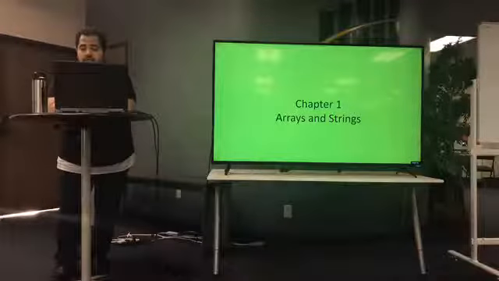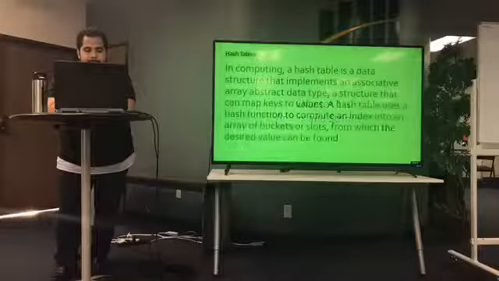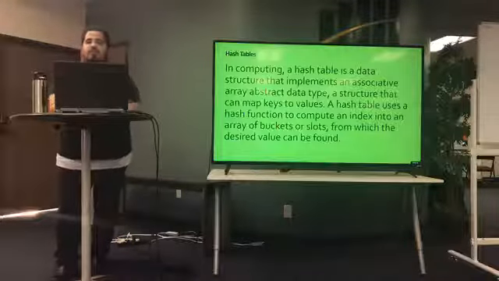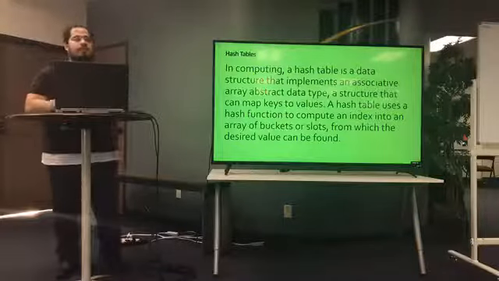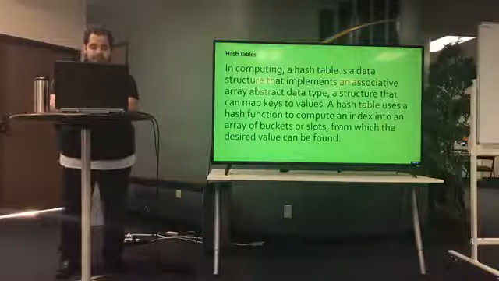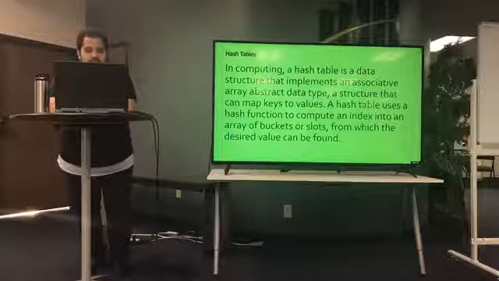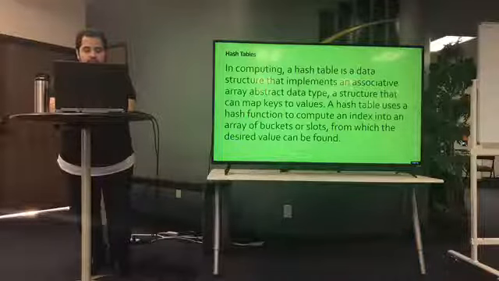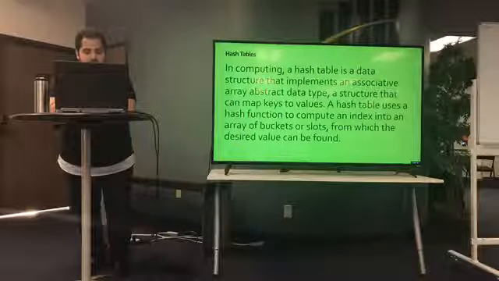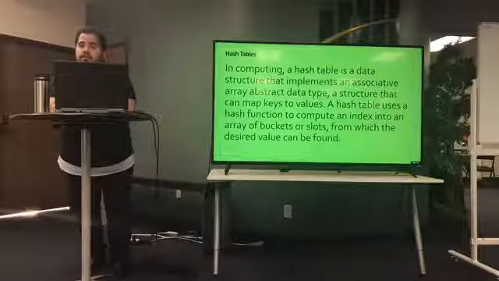Okay. So chapter 1 deals with arrays and strings. Okay, so hash tables. How many of you have heard about hash tables before? Okay, perfect. In computing, a hash table is a data structure that implements an associative array, abstract data type, a structure that can map keys to values. A hash table uses a hash function to compute an index into an array of buckets or slots, from which the desired value can be found.